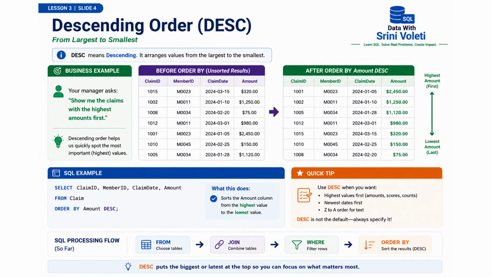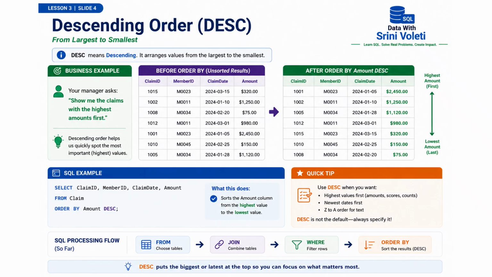Imagine your manager asks, "Show me the claims with highest billing amounts first." If the data is not sorted, the largest claim could be anywhere in the list. You might have to scan through hundreds or even thousands of records before finding it. By using the descending keyword, SQL immediately places the highest amount at the top of the results, allowing you to focus on the information that matters most.